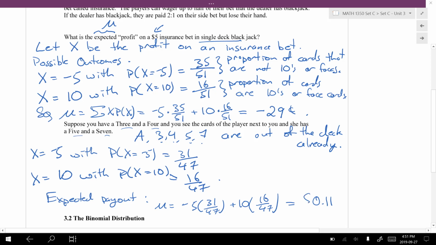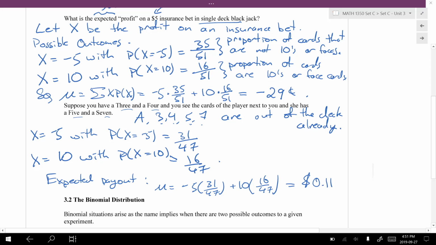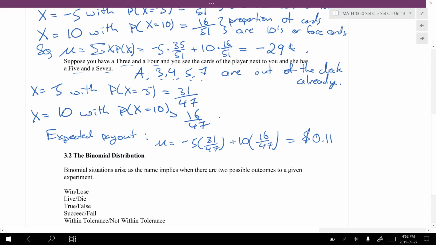So if you happen to know that your cards aren't face cards, and that your friend's cards aren't face cards, then the probability of the dealer having blackjack for a single deck is a little bit higher, and this is a reasonable bet. You play this lots of times and you'll win 11 cents on average per game. The casinos use multiple decks, and so you can't really do this, and so you lose money, so don't gamble. But I'm glad we got a chance to compute this here.